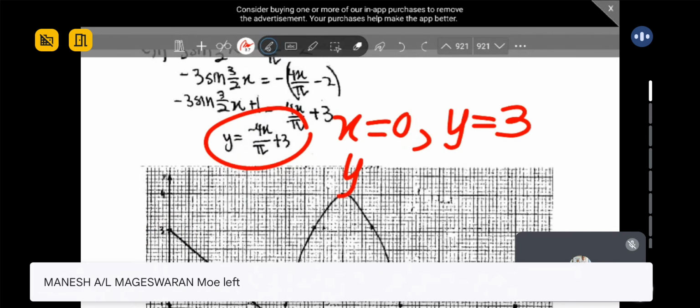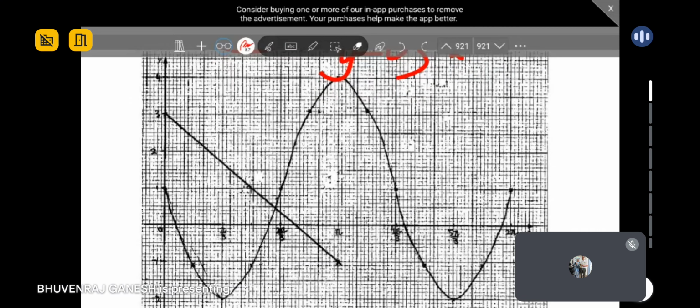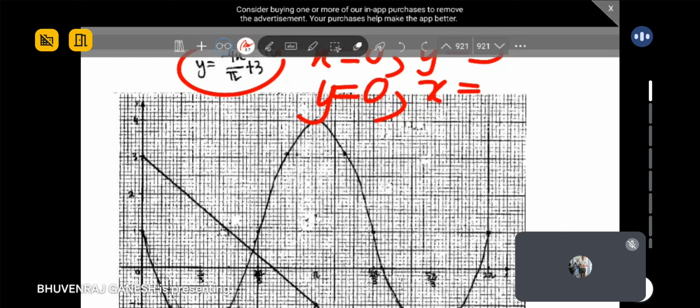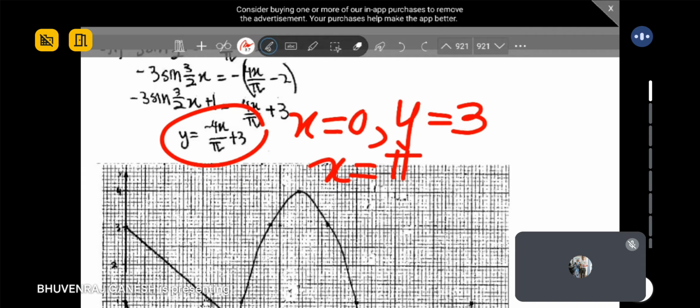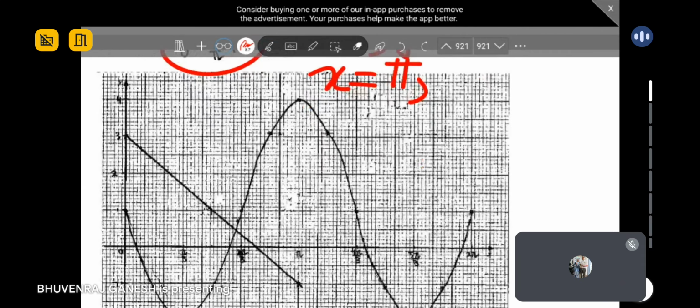And then y equal to 0. Find your x. Pintasan x. Okay, so your pintasan x will be this one. Okay, you can try to find the value lah. Okay, cari nilai. If you don't want to plot this point, also can. If you find like sangat susah, never mind. Boleh pilih satu lagi titik. Okay, so let's say x equal to pi. Very simple. Okay, x sama dengan pi.